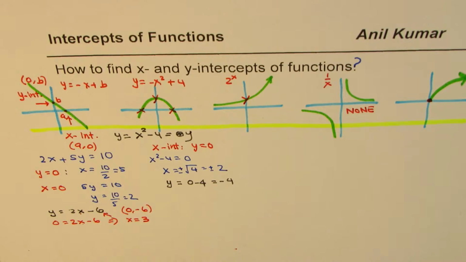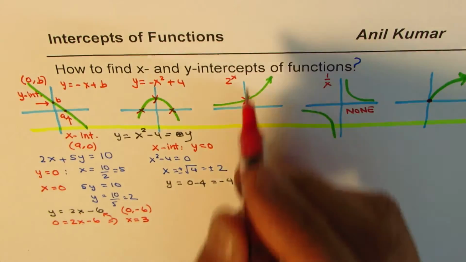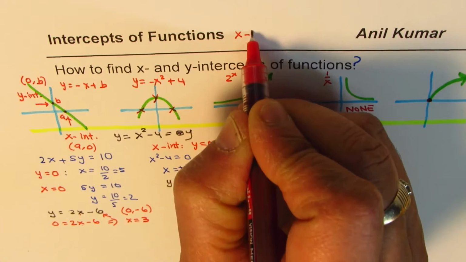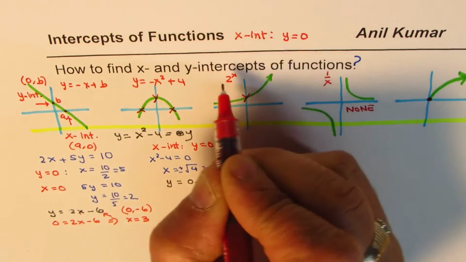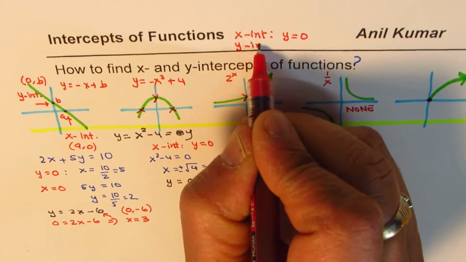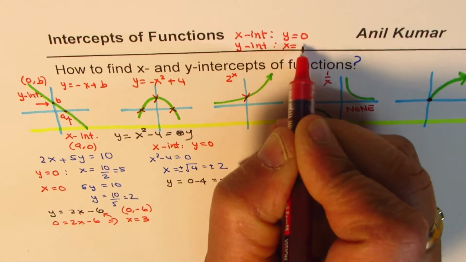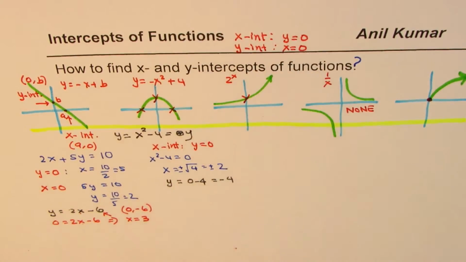So the idea here is, whenever you have to find the x-intercept, in that case, put y equals 0. And if you have to find the y-intercept, substitute x equals 0, right? So that is how you find x and y-intercept. Now, let me give you some more equations.